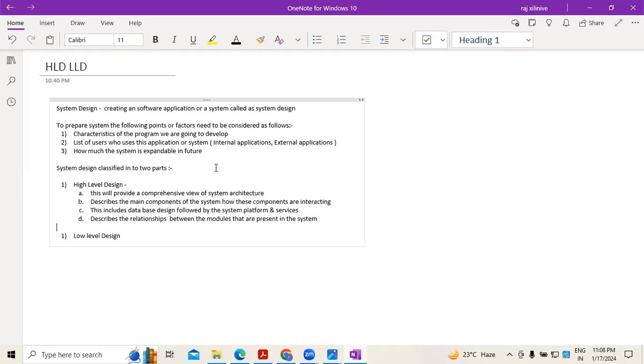Low-level designs are useful for the developers. Understood? Aishwarya and Ramakrishna, clear? Yes. Low-level designs are useful for the development team, but high-level designs are important for business people to say go ahead.